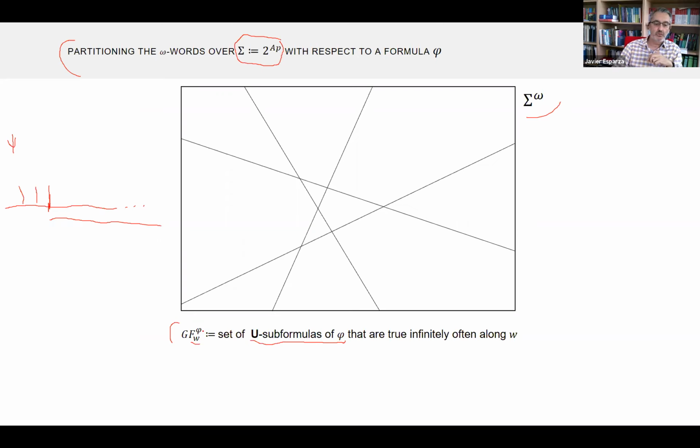And then we define this GF, which has W and phi as parameters, as the set of U subformulas of phi that are true infinitely often along W. And similarly, we define FG of W, phi. We do the kind of dual thing for the W subformulas. We look at the weak until subformulas, and then we look at which ones are not just infinitely often, but almost always true along W. That's why we call this FG.